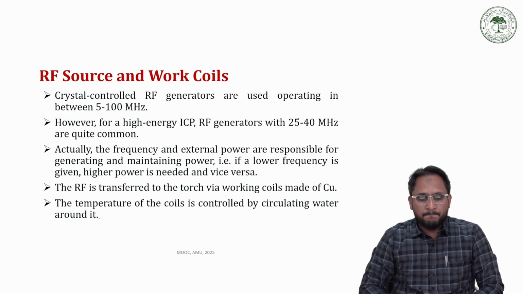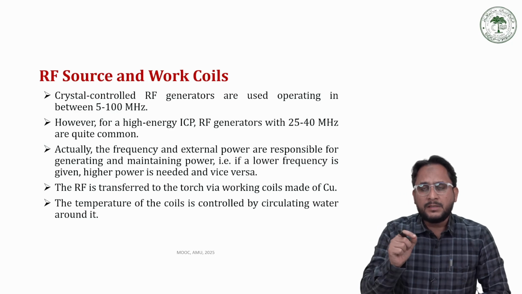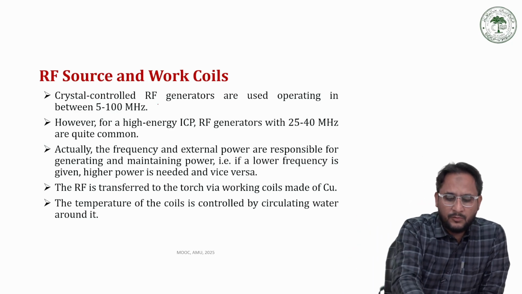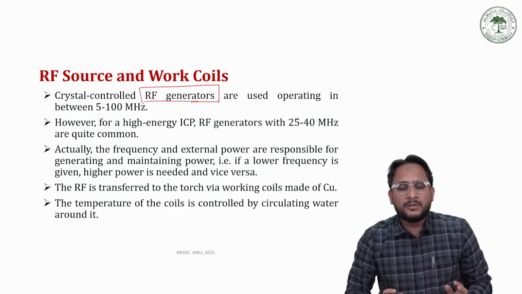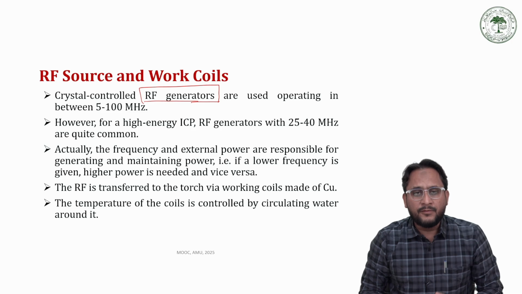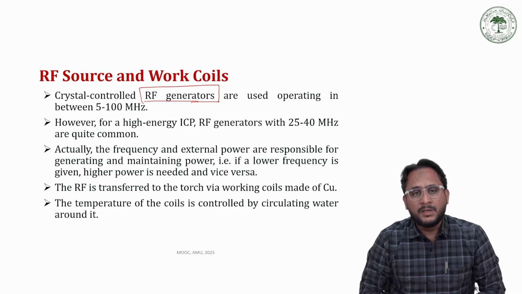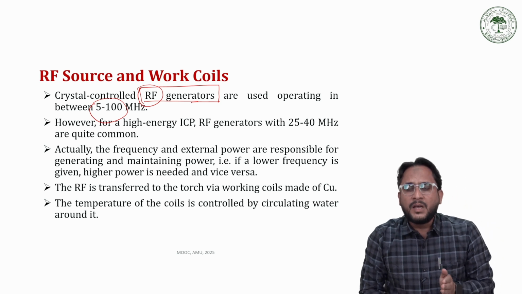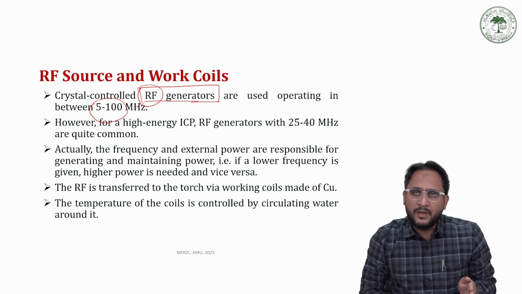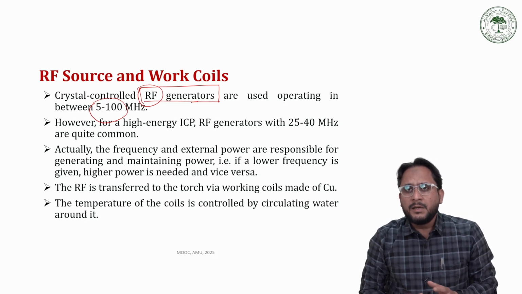Now, as I said, the torch is connected with copper coils, which are connected to the radio frequency source. So we have a radio frequency source, also known as radio frequency generators. Radio frequency sources are sources of electromagnetic radiation with very long wavelengths. They are also used in communication services. These radio frequency sources are used with frequency ranging from as low as 5 megahertz, because even at 5 megahertz it has sufficient energy to create a high magnetic field, which is able to create a plasma.